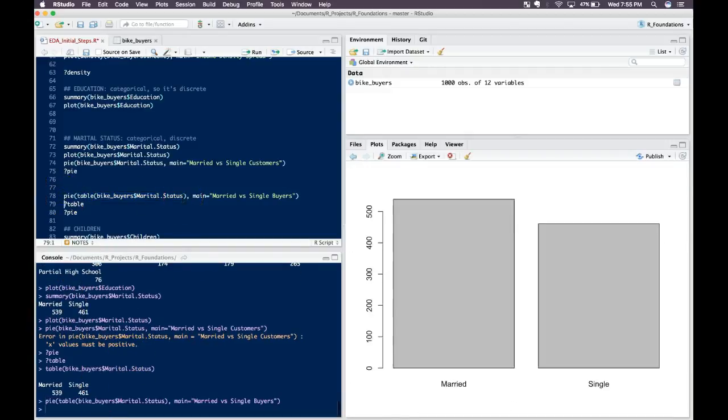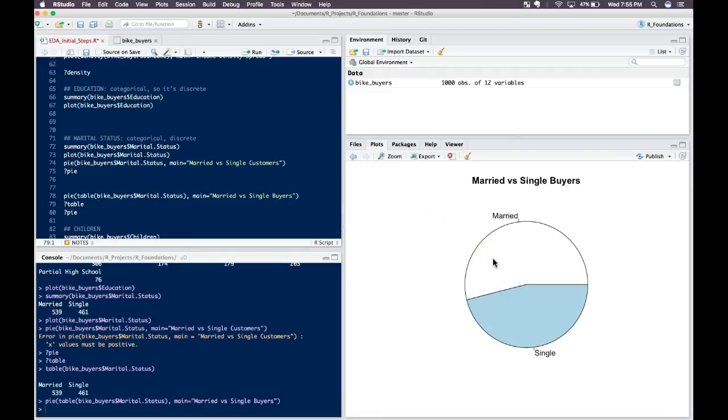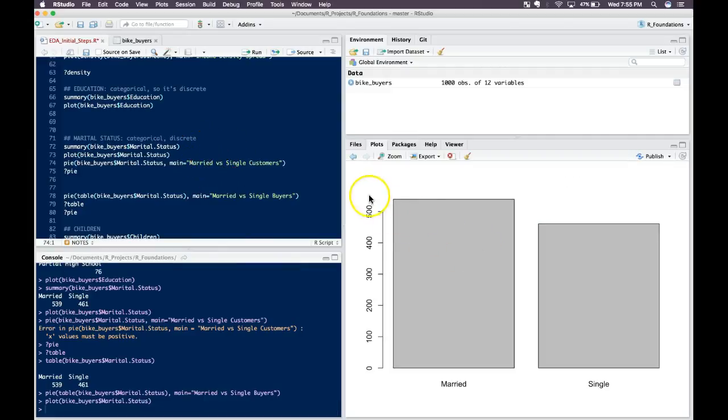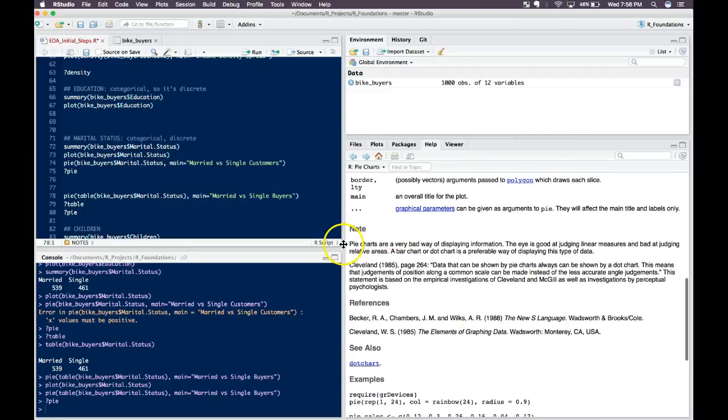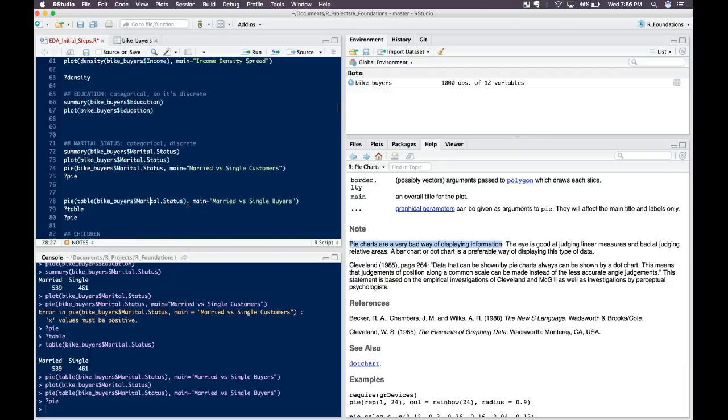So now if we run pie, we'll see a pretty simple pie graph, and we'll see that there's more married than there are single. But like the documentation says, you don't really see any values here, so it doesn't convey the meaning as well as plot, because plot has some type of scale to put some relative meaning behind what it's visualizing in terms of numbers. So the pie graph is helpful, but remember what R says. Pie charts are a very bad way of displaying information, so be careful when you use pie charts.